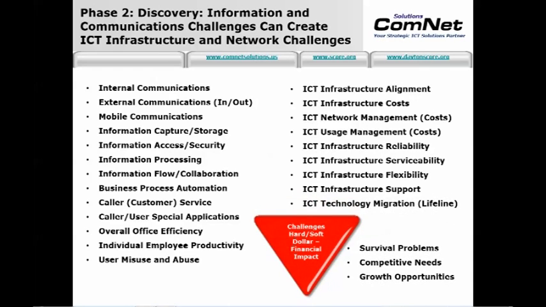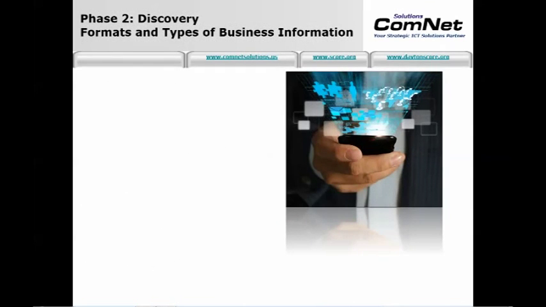These challenges fall into three categories, again, problems, needs, and opportunities, and whether they're indirect information and communication challenges or direct infrastructure challenges, they can create hard and soft dollar negative financial impact on the company. In other words, they can cost you customers, time, productivity, and money.